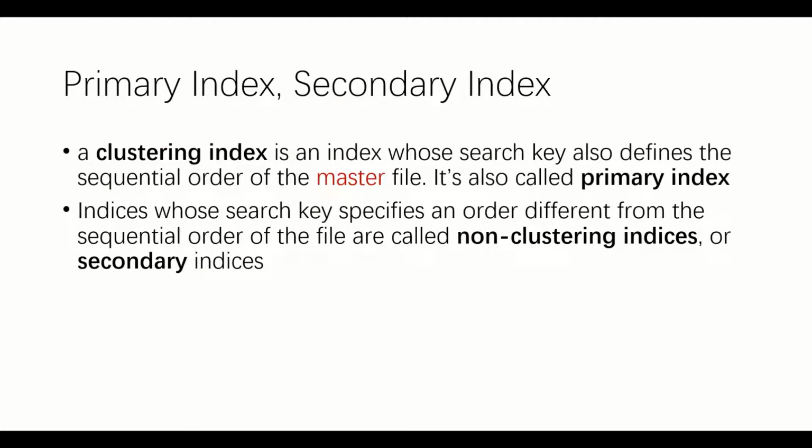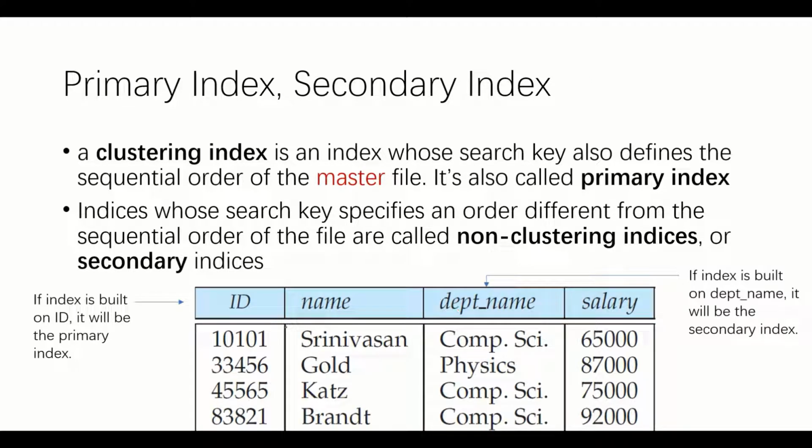Firstly, some revision. What is a primary index? What is a secondary index? A primary index is when the search key is also the order in which the items are stored. Maybe this example will help. In this case, ID is being ordered, so if we have an index on ID, this will be a primary index. Conversely, if we look at department name, this is unordered, so if we were to build an index here, because it is unordered, this will be a secondary index.